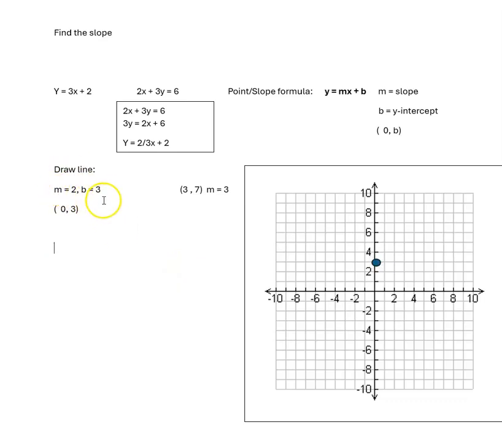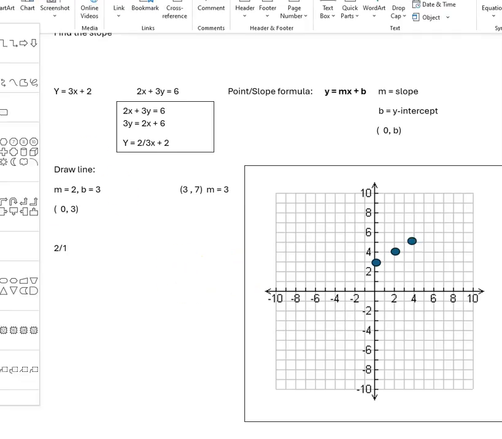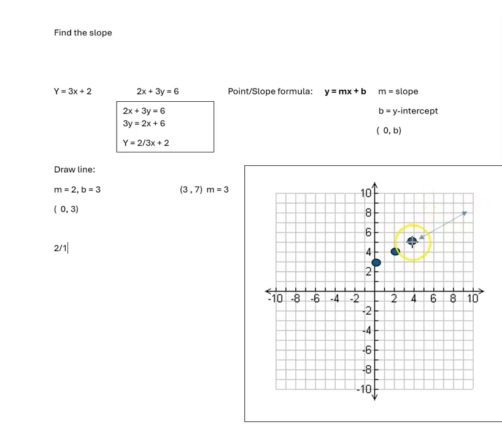I know my slope is 2. That means my slope is 2 over 1. So what I'm going to do is go over 2, up 1. I'm doing a duplicate. Over 2, up 1. And then I should do it again. From that point, over 2, up 1. Come on, get in there. And then I draw my line through those 3 dots. And I have a positive slope.